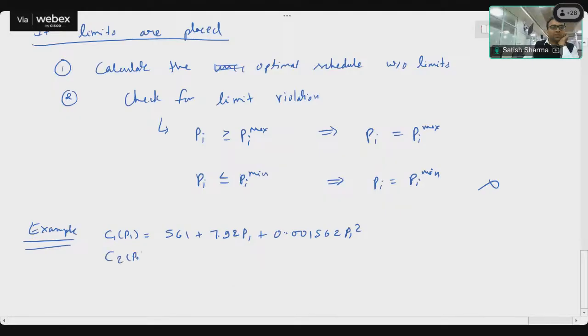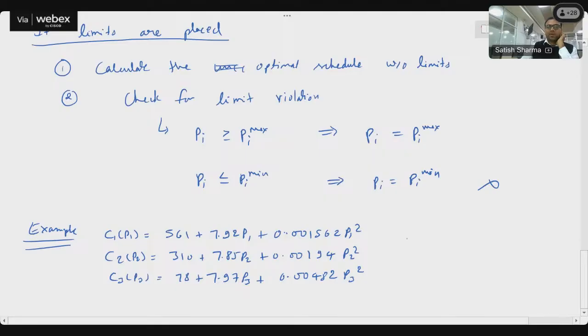Similarly, we have another cost function: 310 plus 7.85 P2 plus 0.00194 P2 square. Then C3 is basically equal to 78 plus 7.97 P3 plus, let's say, 0.00482 P3 square.